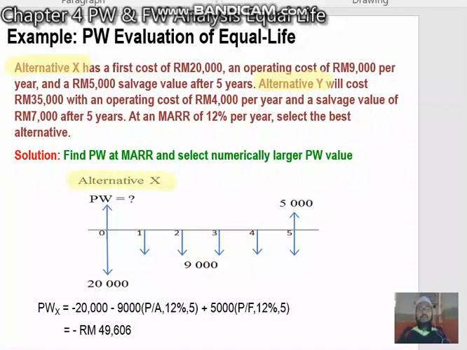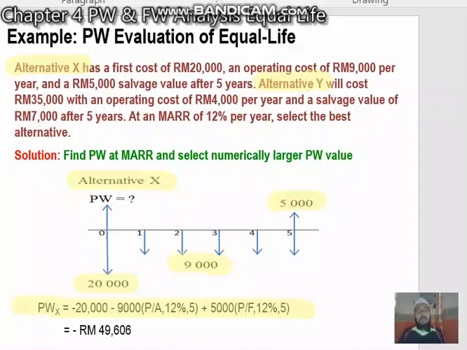From the cost data for X, we develop the cash flow diagram. You can see the initial cost of 20,000, the operating cost of 9,000 per year, and the salvage value of 5,000 after 5 years. From this cash flow diagram, we develop the equation, and we solve it, either using the formula or referring to the standard factor notation values in the interest factor tables. So we get negative 49,606 for the present worth value of alternative X.